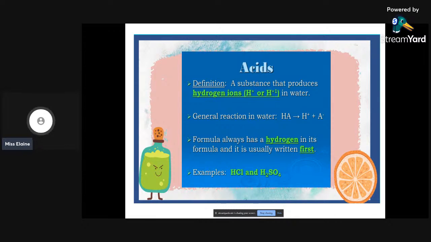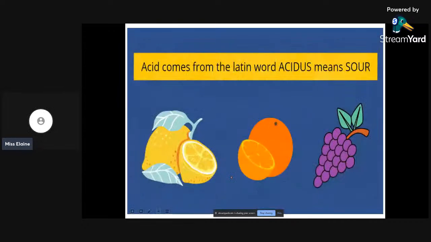The formula of an acid always has a hydrogen and it is usually written first. We have an example here: HCl and H2SO4. As you can see, the hydrogen is usually written first. Always remember that when we say acid, the hydrogen is always at the front.